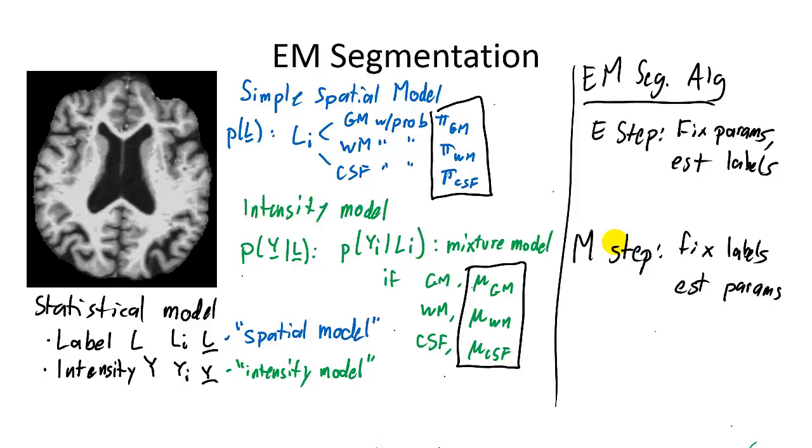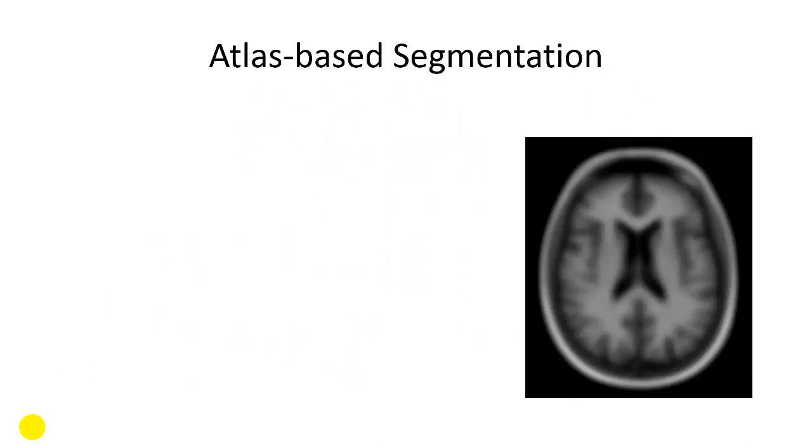There are a lot of extensions, more sophisticated intensity models, more sophisticated spatial models. And in fact, let's talk about one of those spatial models right now. We're going to use an atlas. An atlas is basically a template that tells us at each location what the probabilities of each label are. That is, it's a smarter way to model the label distribution.